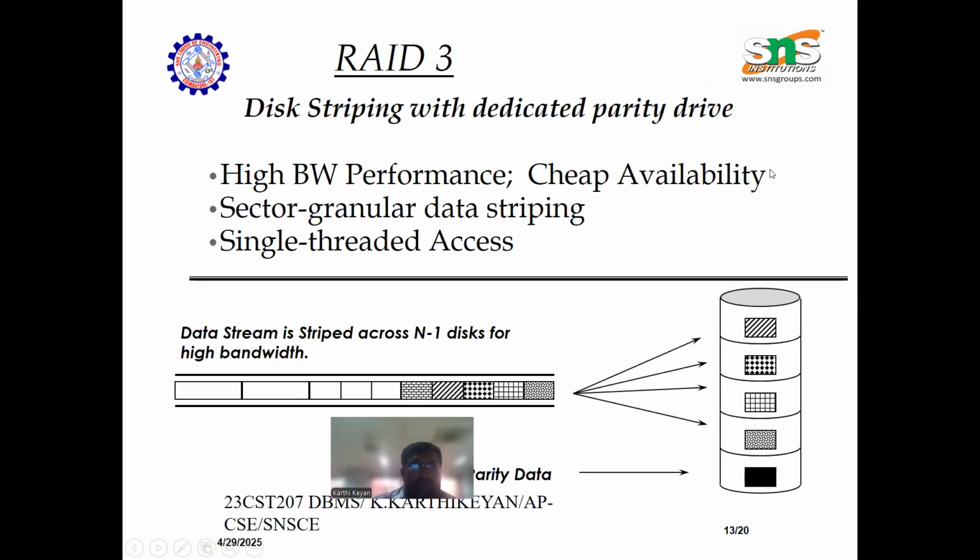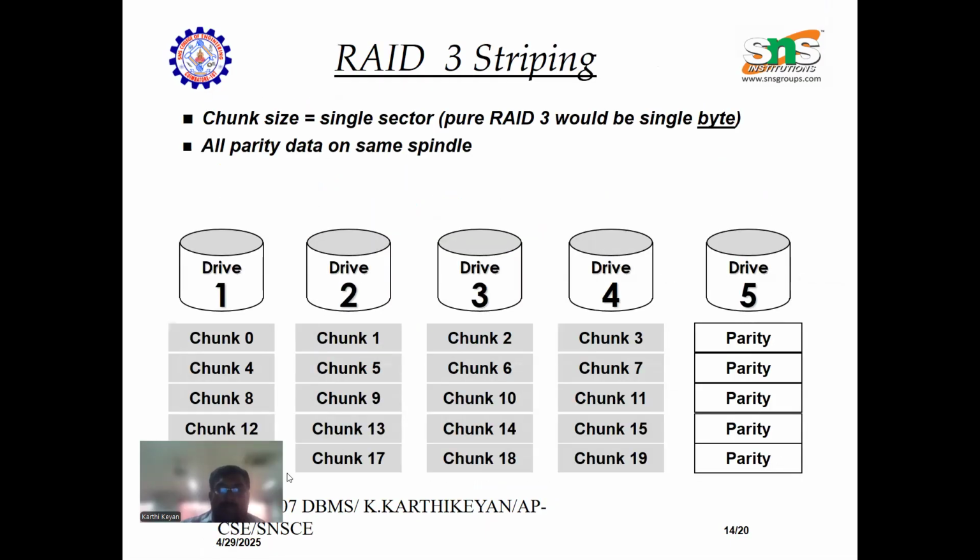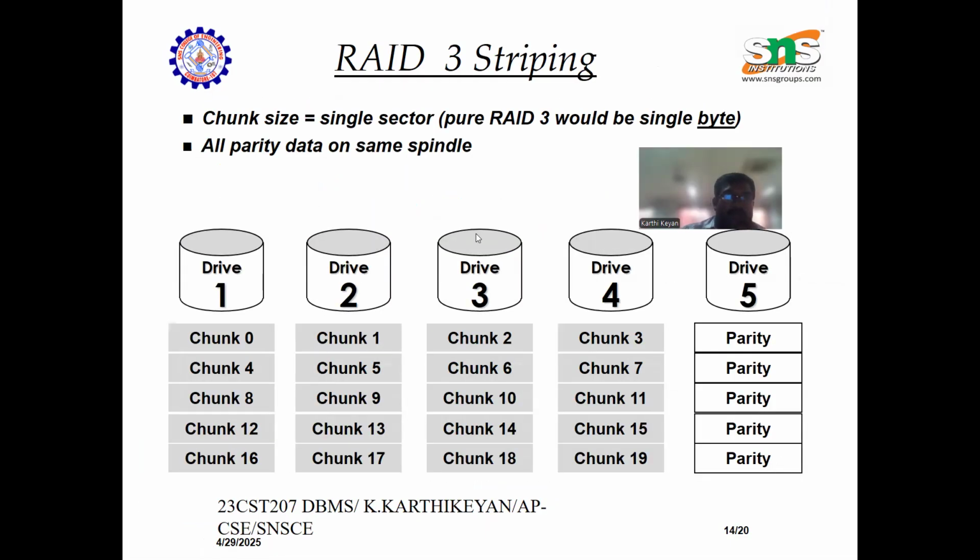So RAID 3 is disk striping with a dedicated parity drive, with high bandwidth performance and cheap availability, using sector or kernel data striping and single thread access. Data streams are striped across N-1 disks for high bandwidth. In RAID 3 striping, the chunk size equals the sector size. A pure RAID 3 would be a single byte, with all parity data on the same spindle. So we have drives 1, 2, 3, 4, 5, and up to the fifth, the parity bit is stored.